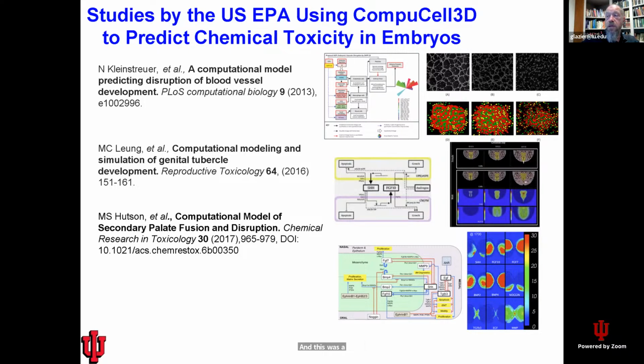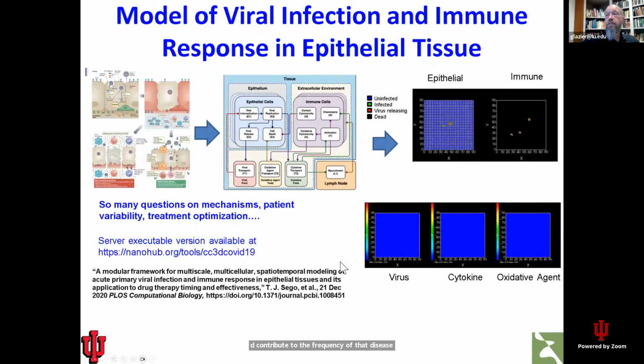The third one was a study of the development of the palate, the roof of the mouth. Cleft palate is not a very common birth defect, but it occurs. And they're trying to understand how environmental perturbations could contribute to the frequency of that disease.